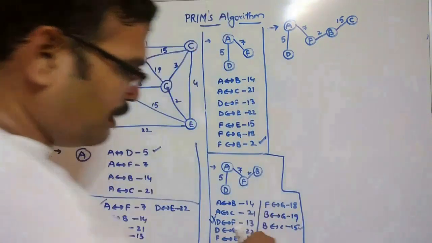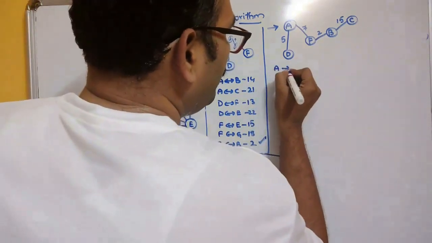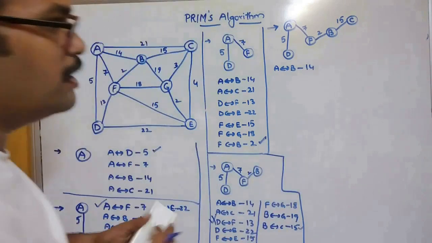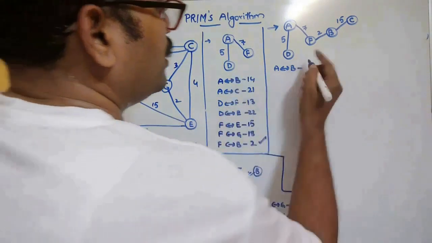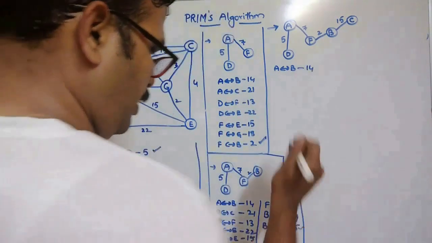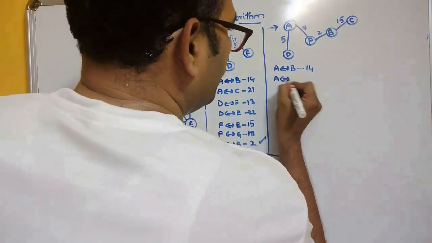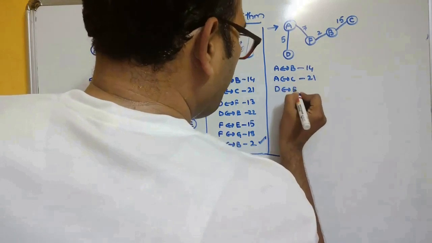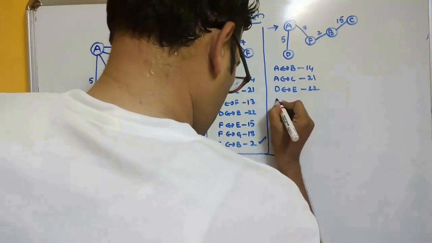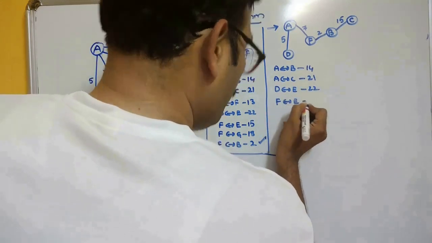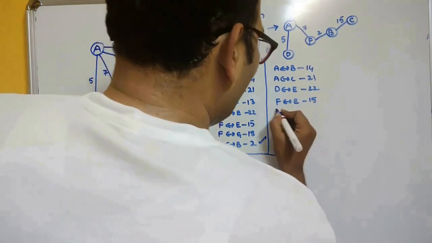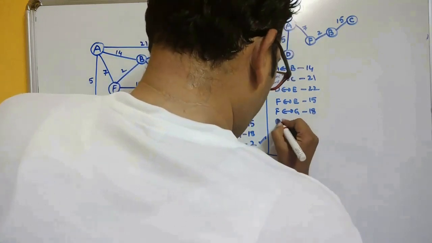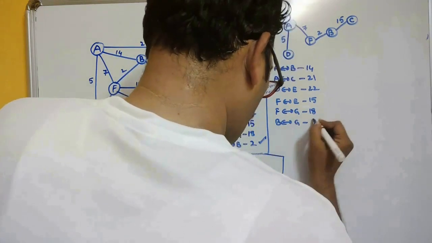Now consider all the remaining edges here. So A to B with a 14, right? You can observe here. Okay, let us write down. Next, A to C with a 21, D to E with a 22, and F to E with a 15. Next, F to G with a 18, and B to G with a 19.